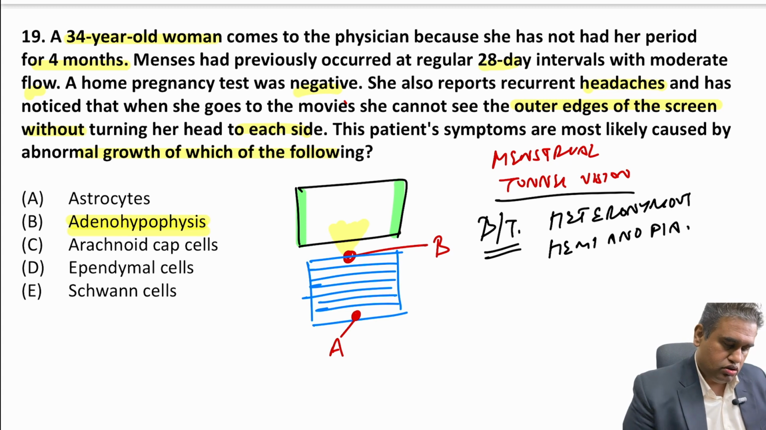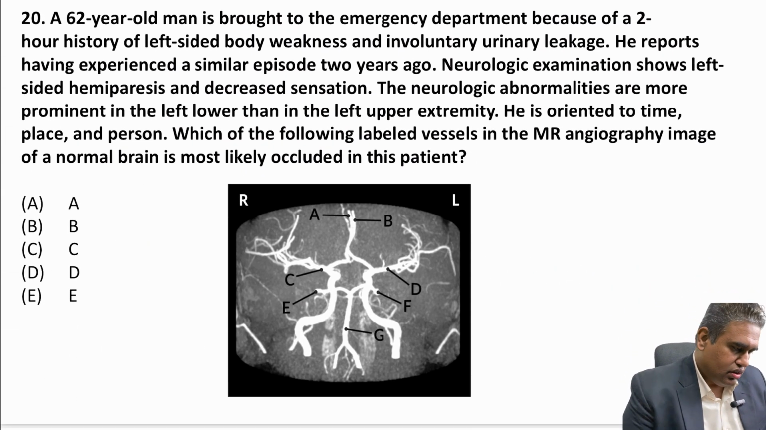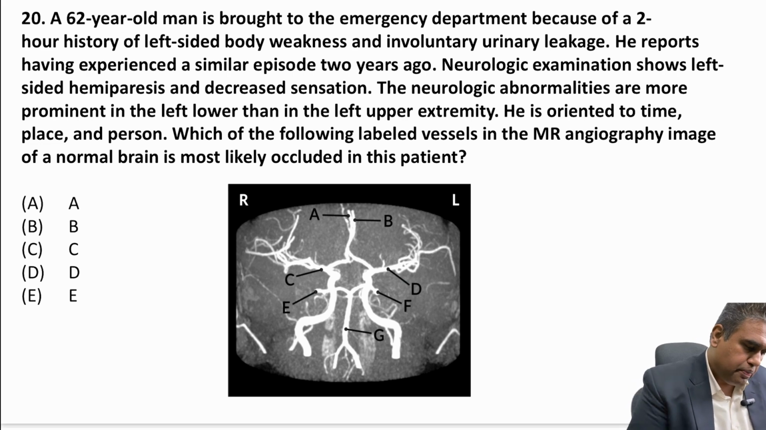Thank you for making me go back to my memories. Yeah, nice memories. So let's see the next question over here. A 62-year-old is brought to the emergency. Just a second.